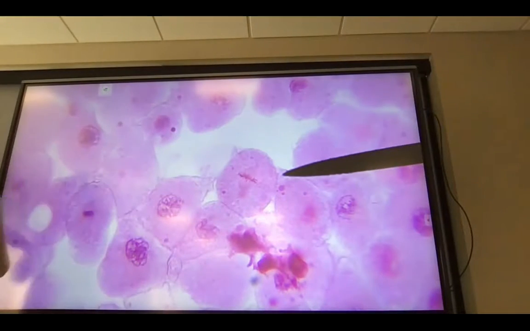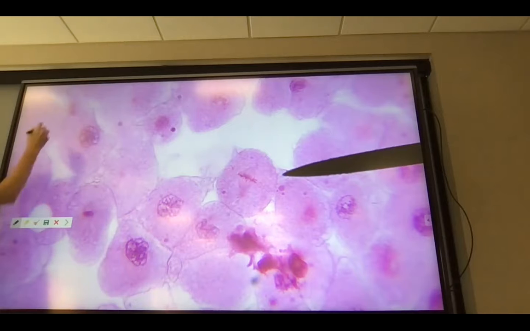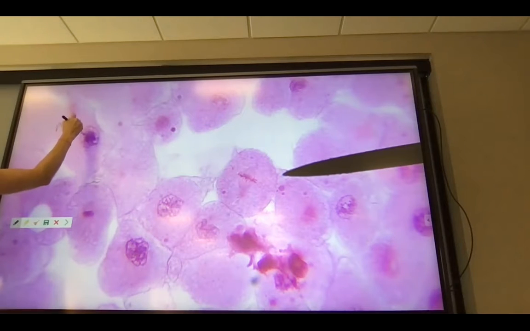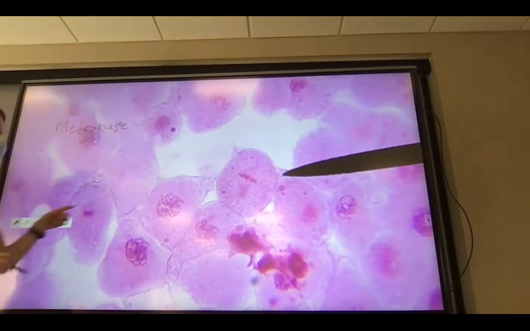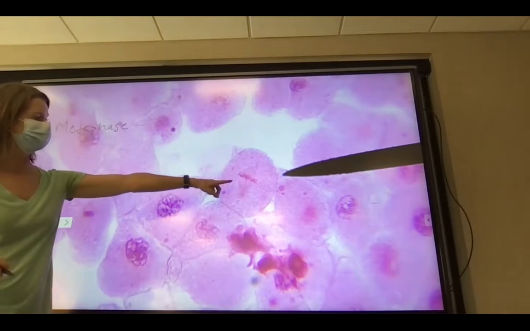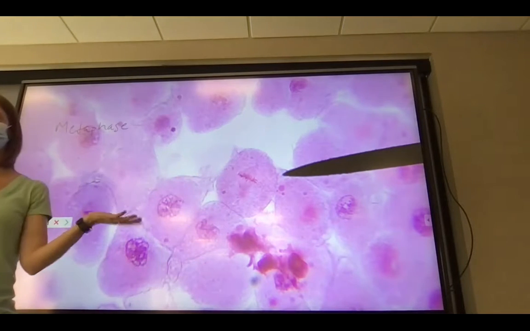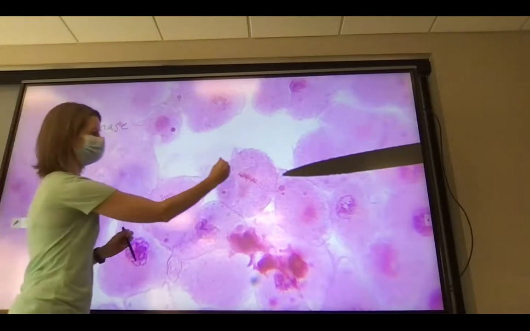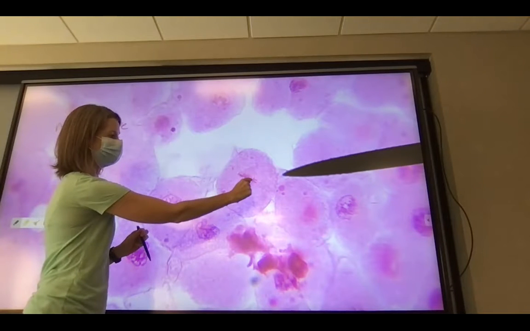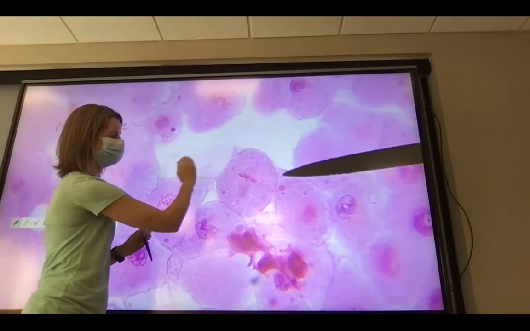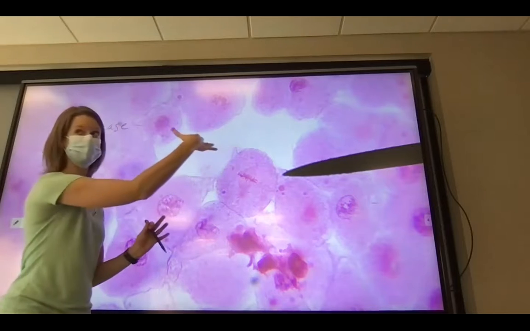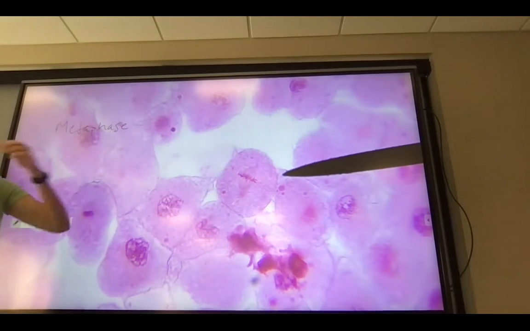This is my favorite stage. What's the next stage? Yeah, metaphase. So now this cell here is in metaphase. Metaphase is my favorite because it's the easiest to identify. The chromosomes are lining up along the midline of the cell. So you don't see a nucleus anymore. There's no membrane. They're all lining up and they're about to be split apart. So the lining up along the midline is metaphase.